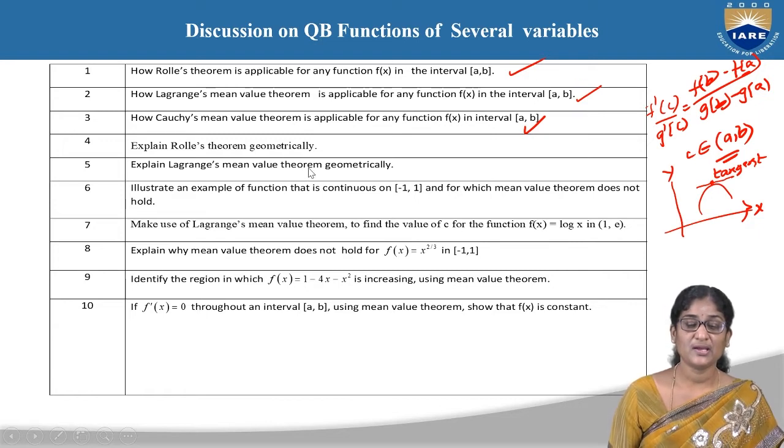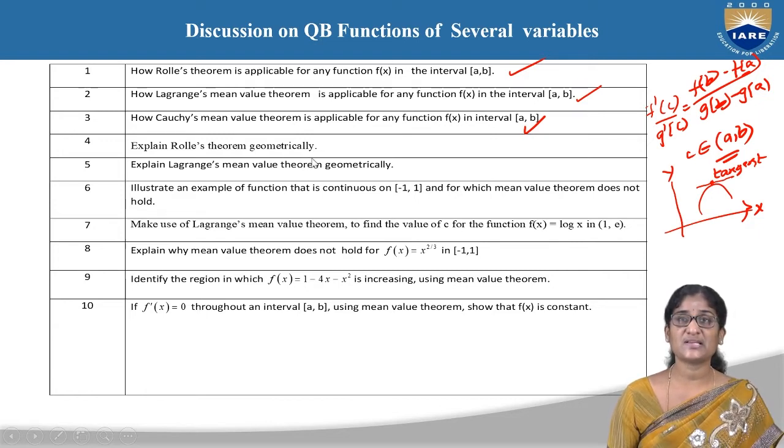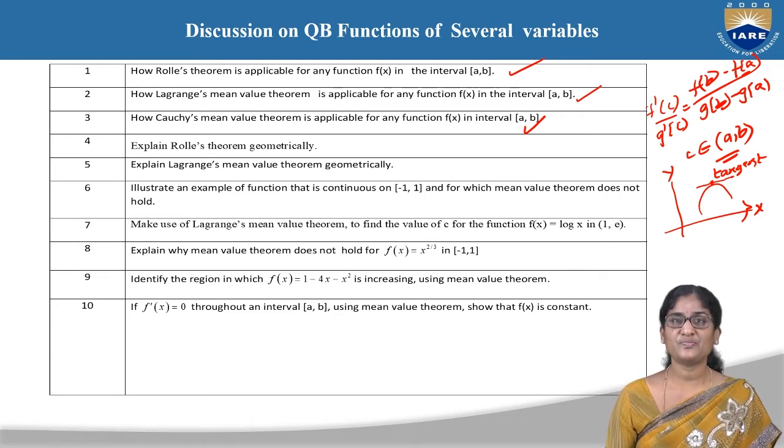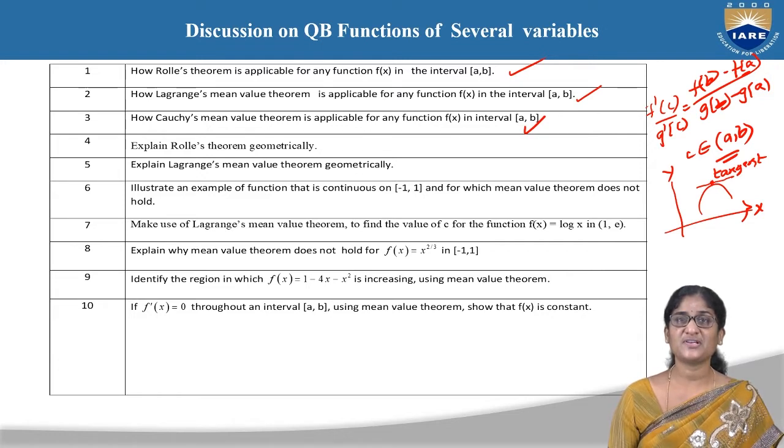Next, the fifth question he asked: explain Lagrange's mean value theorem geometrically. Just as we have discussed Rolle's mean value theorem geometrically, in a similar manner, the first point is that the function should be continuous in the closed interval a comma b. That means y is equal to f of x should be a continuous curve for all values in between a and b. Second, at every point there should exist a single tangent. That means f of x is differentiable at all points in the open interval a comma b.